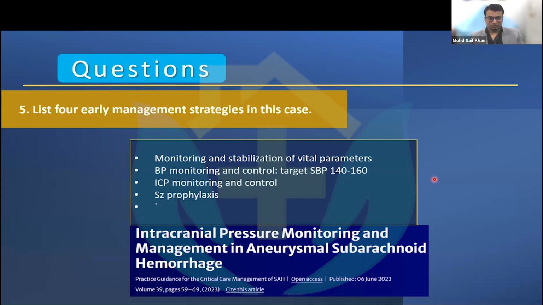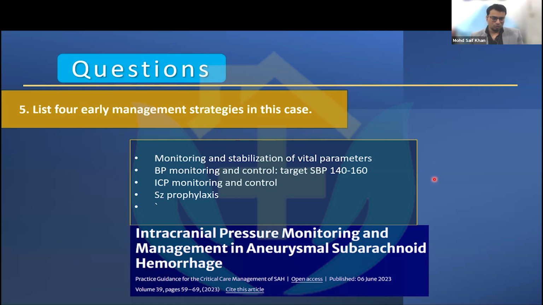So you need to target SBP 140 to 160 millimeters of mercury. ICP monitoring and control is also indicated, though guidelines are not very clear about ICP monitoring in SAH. But they say if GCS is dropping, say less than 9, you have to start ICP monitoring and control it.